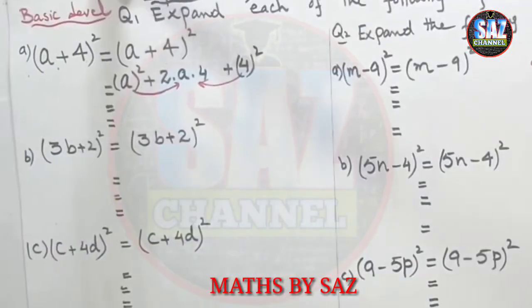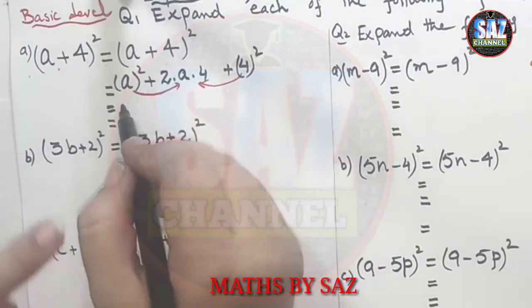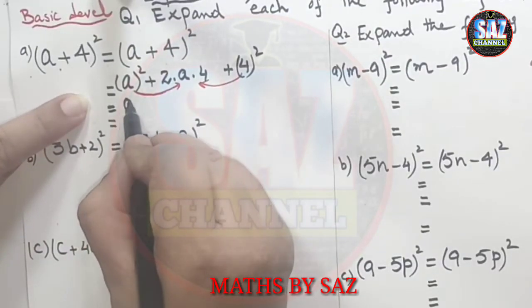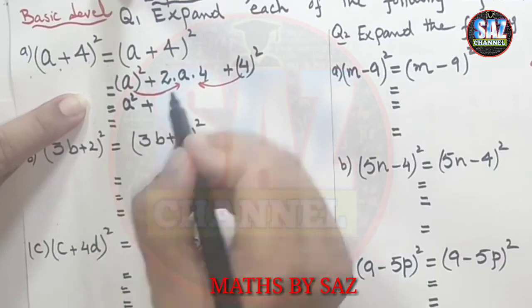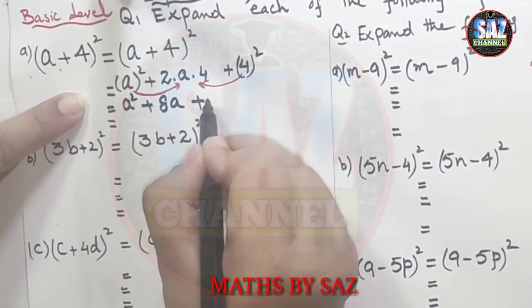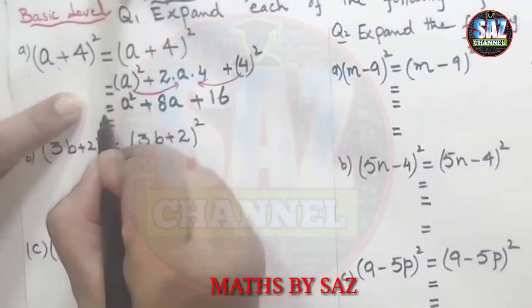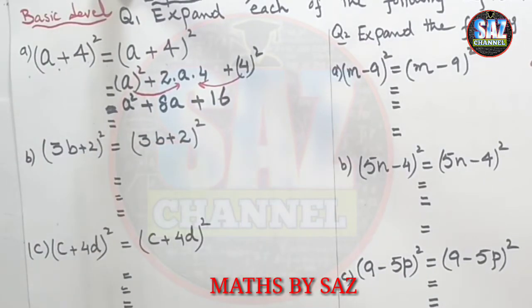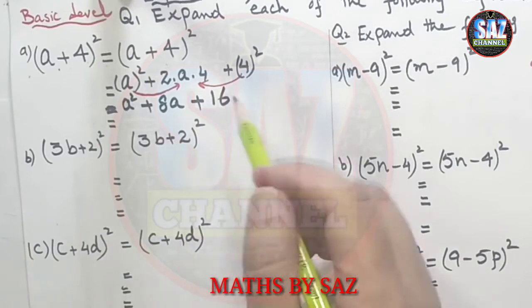Now I have to write a square plus 2 times 4 is 8a, and plus 4 square is 16. I hope you have understood this question. Let's move to the next question.